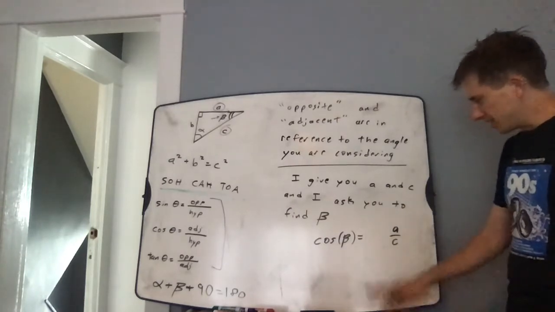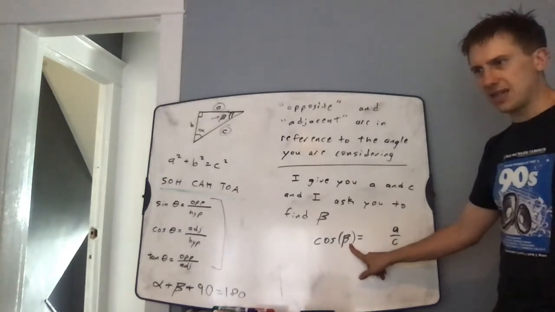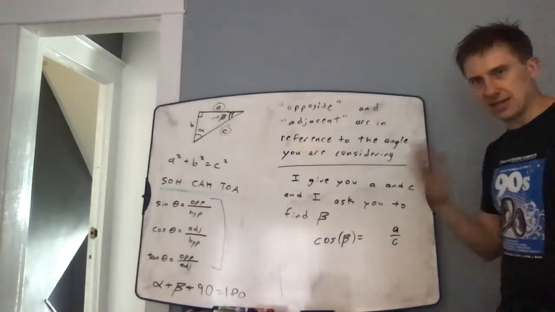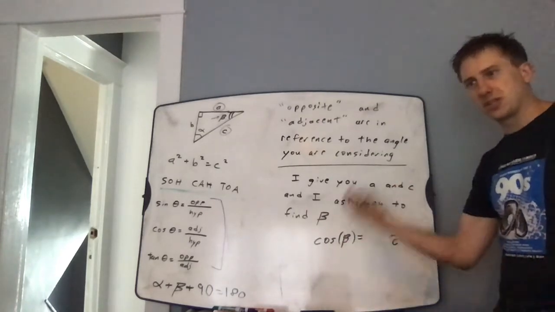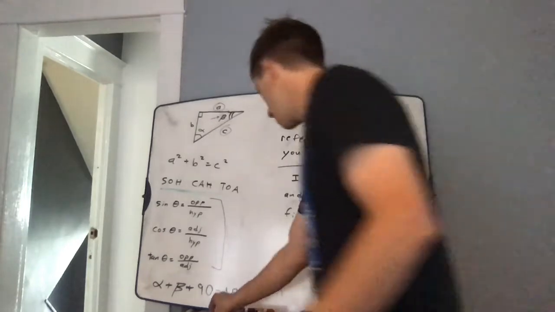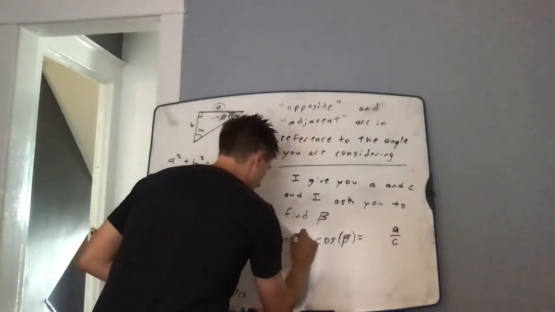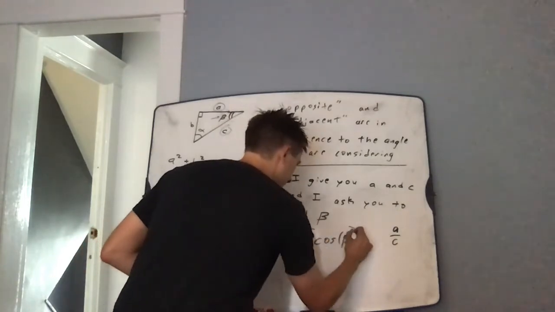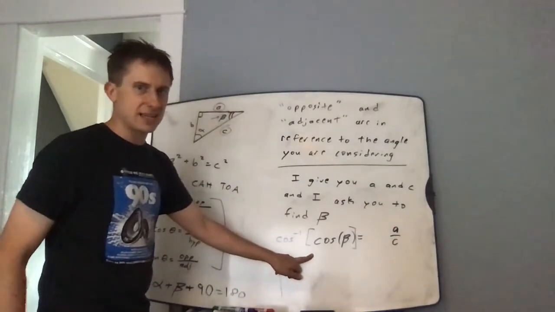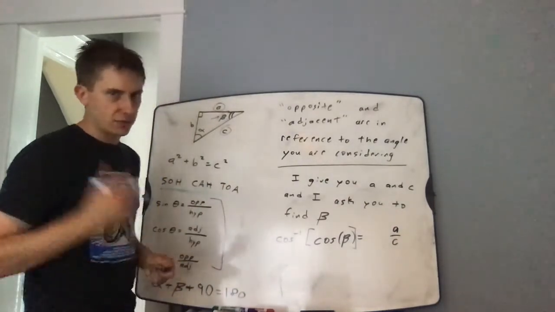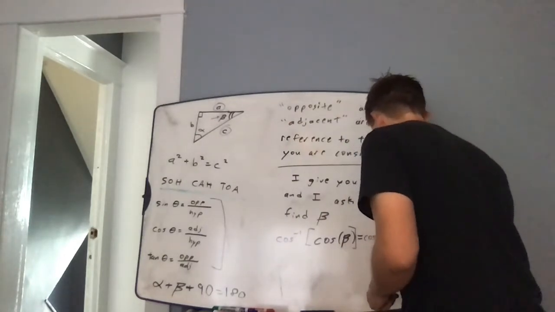What I am going to do is I want to get beta outside by itself. So how do I get this term beta outside by itself? The way I do that is I take an inverse function. So the rule: if we do something to one side, we've got to do it to the other side. So if I take cosine inverse of cosine beta, I took the inverse cosine of the left-hand side, I have to take the inverse cosine of the right-hand side. So this would be cosine inverse of A over C.